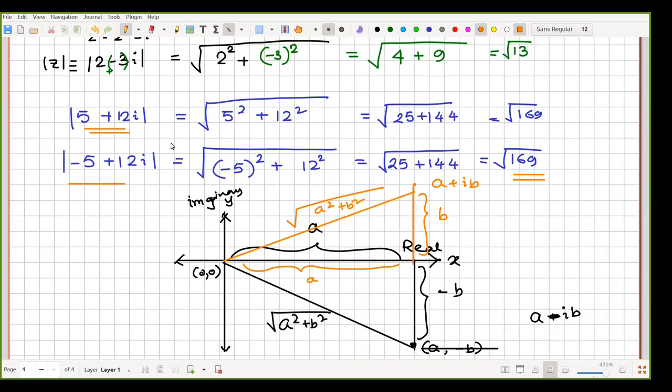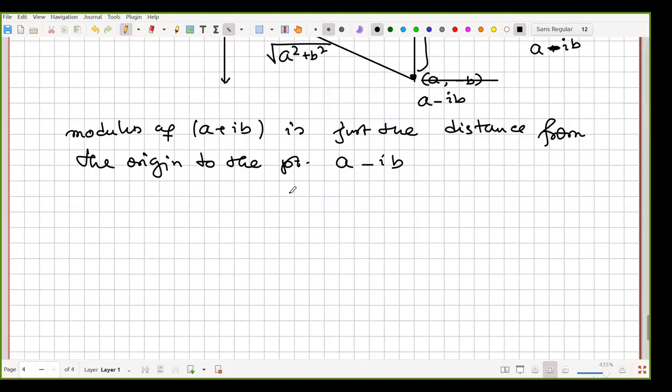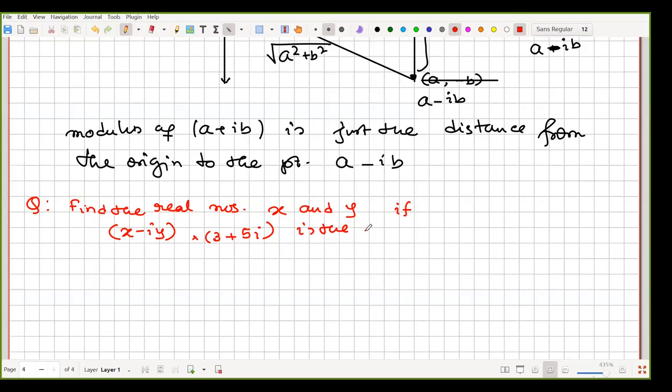Another problem is based on the conjugate. Suppose the question is like that: find the real numbers x and y, given that x minus iy into 3 plus 5i is the conjugate of minus 6 minus 24i.